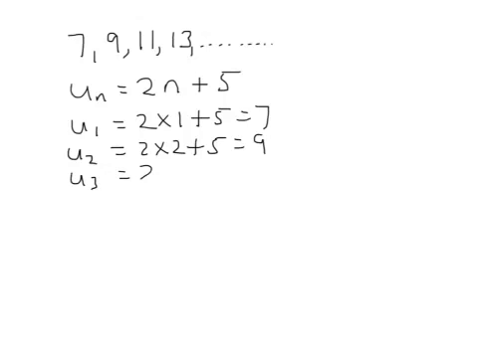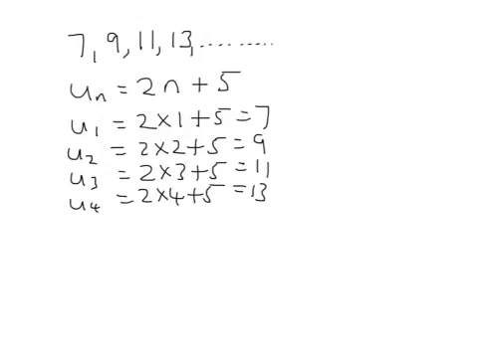u3 is 2 times 3, add 5, so that's 11. u4 is 2 times 4, add 5, that's 13, and so on. So where did I get this formula from? Well, the 2 is because it's going up by 2 each time. An increase of 1 in the n number increases the whole number here by 2, so it's 2 times n. 2 times 1 is 2, but the first term is 7, so I've got to add 5.